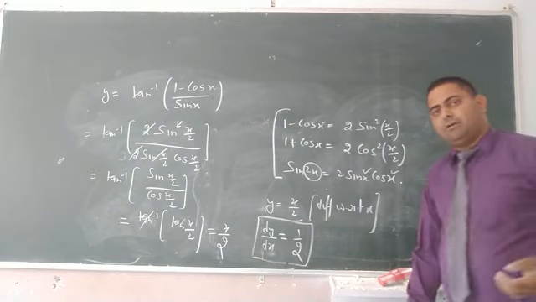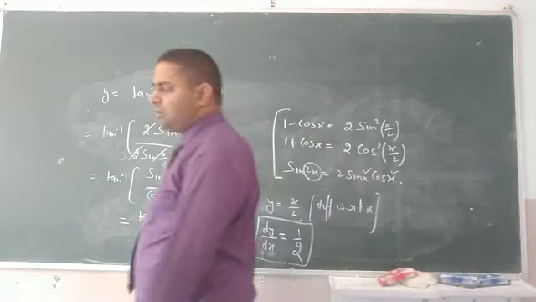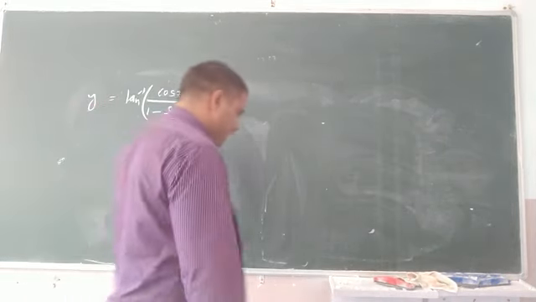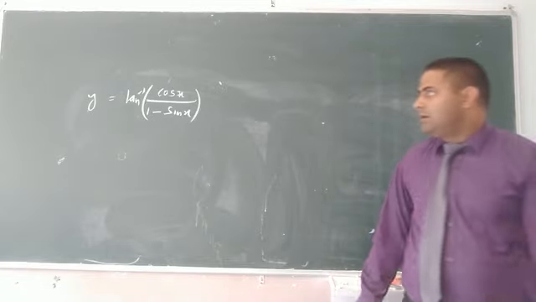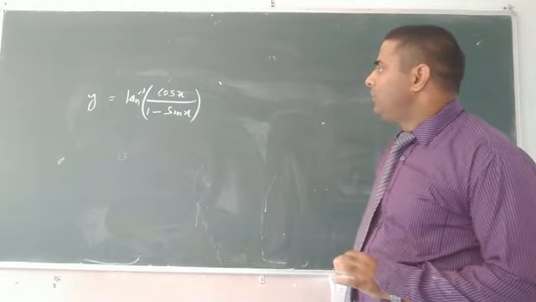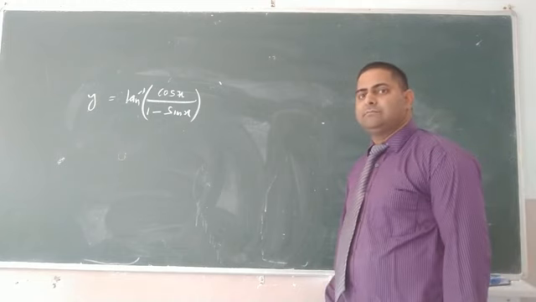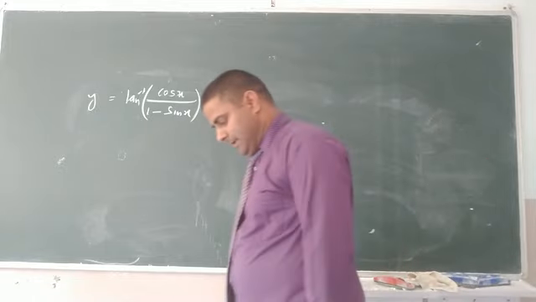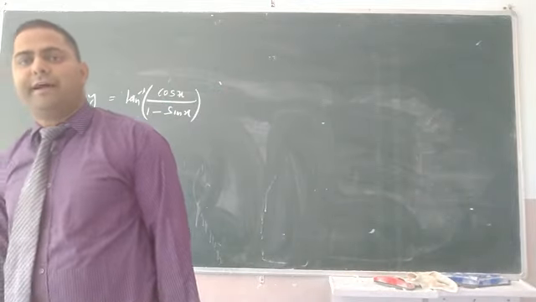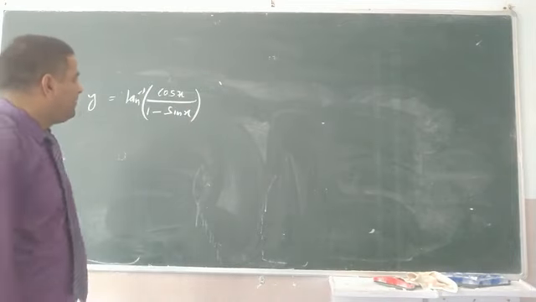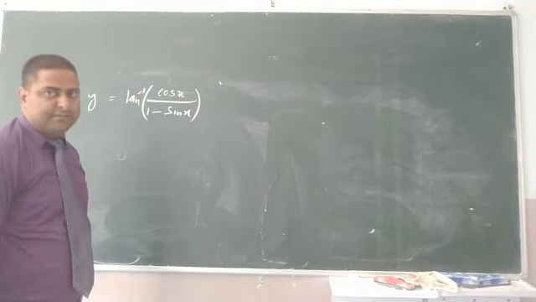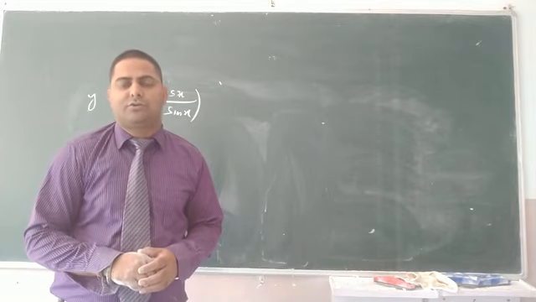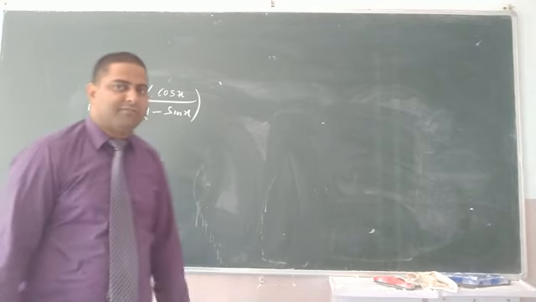So this question is over. Let us do another question. Now, a very important question. y is equal to tan inverse cos x divided by 1 minus sin x. Now, here you can see in the numerator we have cos x and in the denominator we have 1 minus sin x. Now, how do we solve this question? There are different ways to solve this question. Let us discuss the first way.